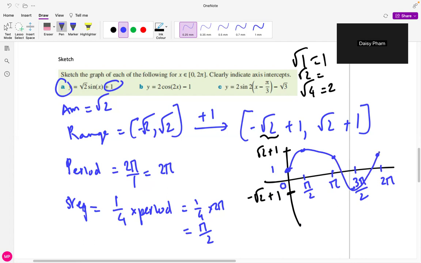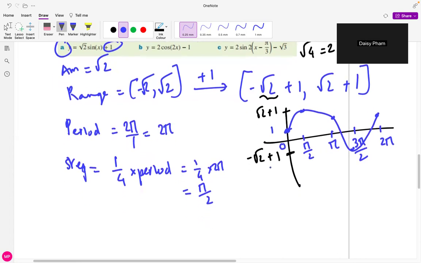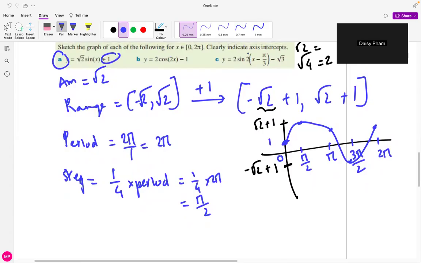All right. Now, one thing that I want to show you is also the axis intercept. So to find the x-intercept, what you've got to do is find the x-intercept here, okay? And the y-intercept has been given to you, so you don't have to find that. So to find the x-intercept, you let y equal 0. So you let the whole equation here equal 0, all right? So I would have root 2 sin of x plus 1 equals 0.